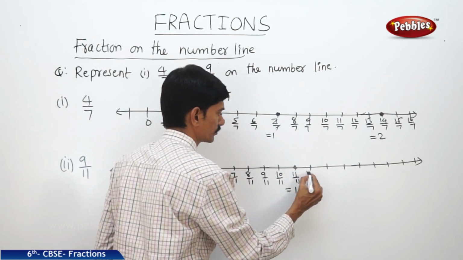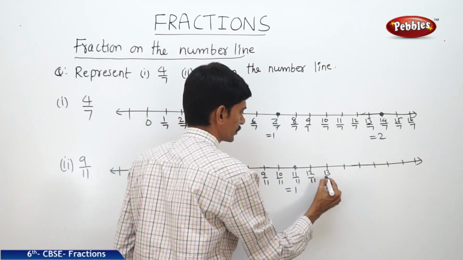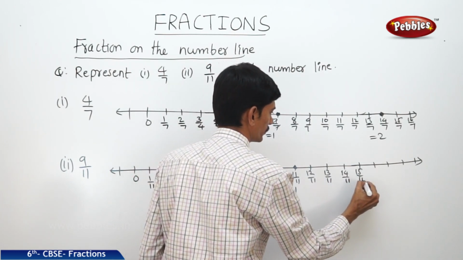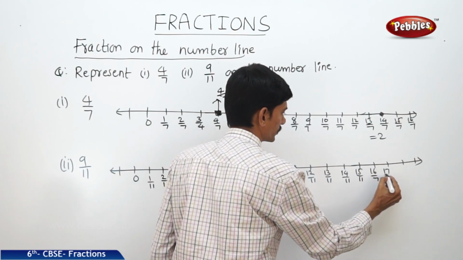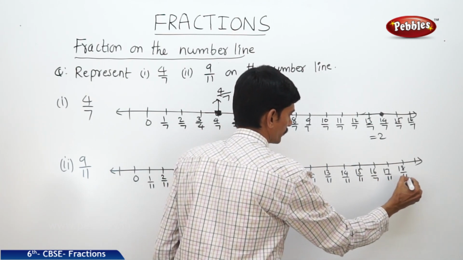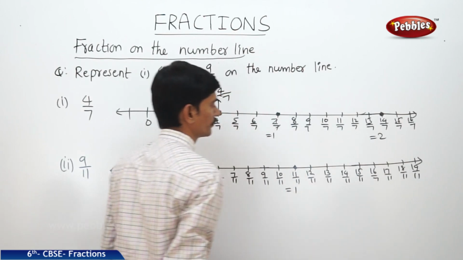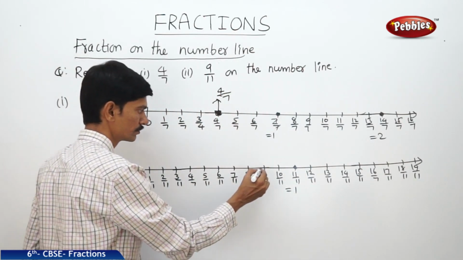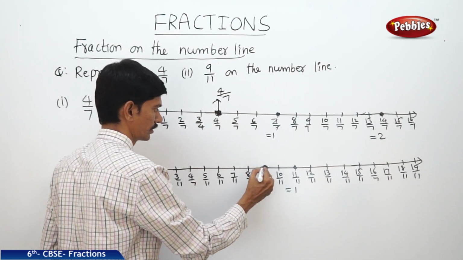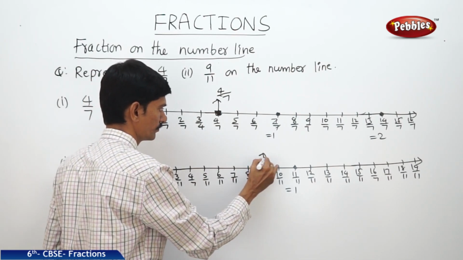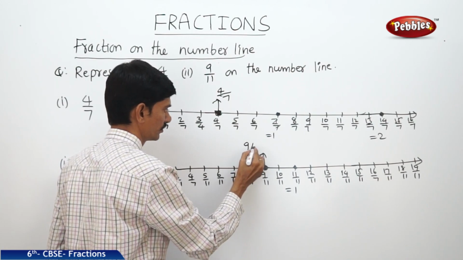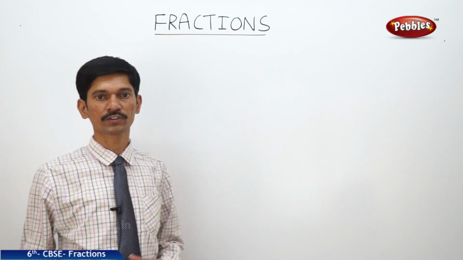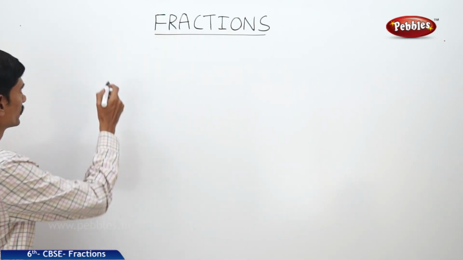Then 12/11, 13/11, 14/11, 15/11, 16/11, 17/11, 18/11, 19/11. Then we want 9/11. So this is the required fraction on the number line, which represents 9 by 11. Now let us go to the next topic. So that is proper fraction.